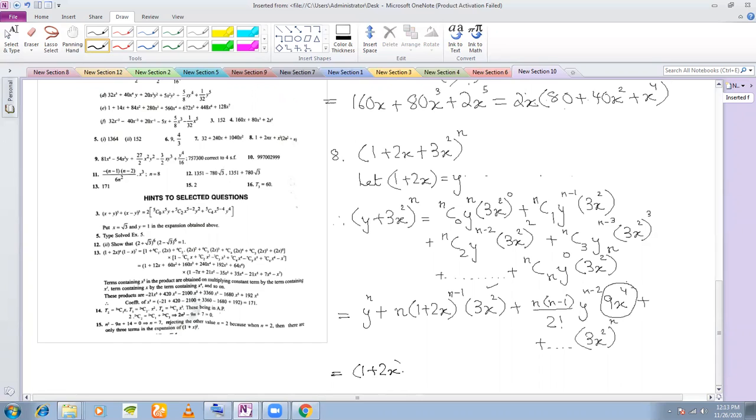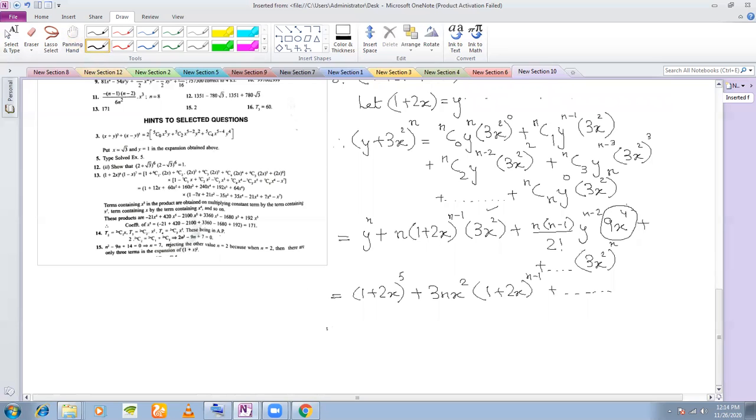So 1 plus 2x to the power of n, you write here, plus n into 3nx square into 1 plus 2x to the power of n minus 1, plus, now next term I will not write because I don't need this term. They have only asked till the highest power up to x square, and this will continue. So I will not write the next terms. Okay, so I'll see next what happens.